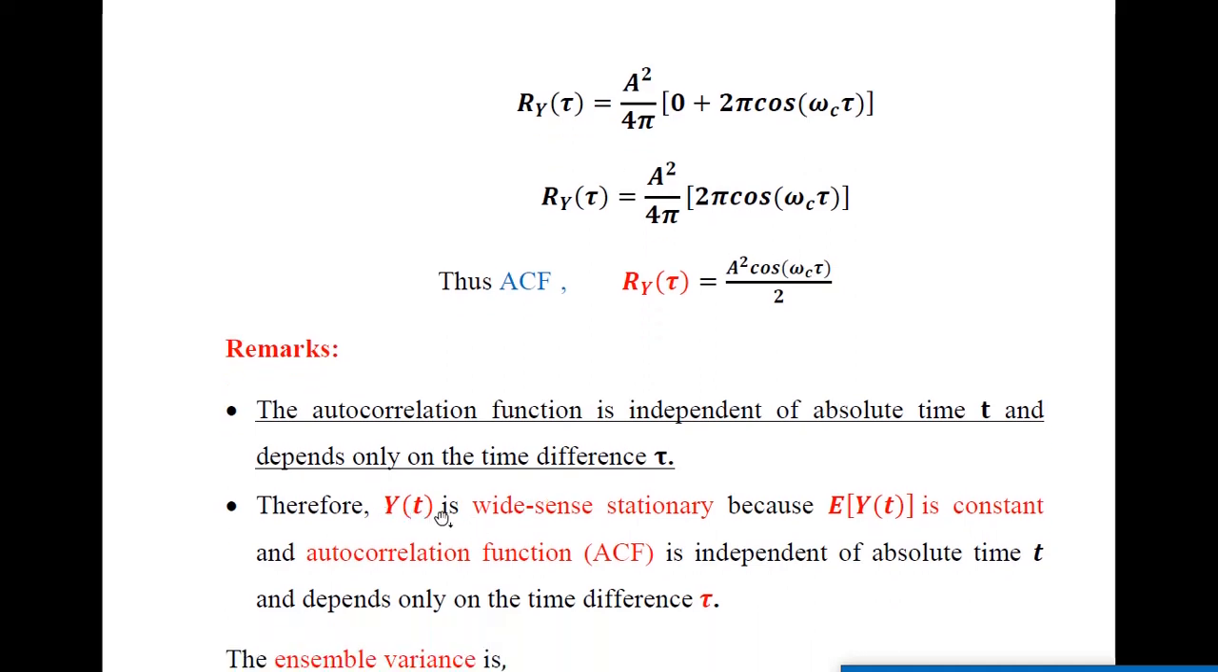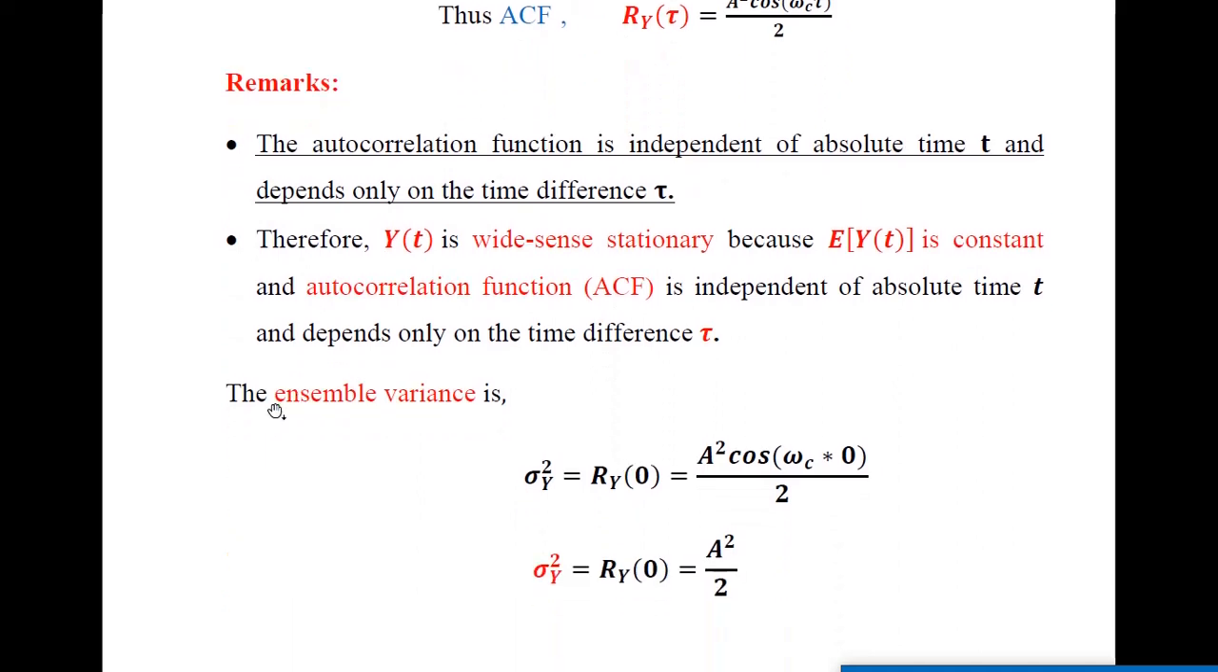Now our second question: is y of t, the random process, wide sense stationary? If yes, why? Or if not, then why? You have to give a justification for this. For the present problem, y of t is wide sense stationary. The reason being, the expectation of y of t, that is the mean value, is constant, and the autocorrelation function is independent of the absolute time t as noted above, depending only on the time difference tau. Upon satisfaction of both these conditions, we can call any random process wide sense stationary. So we conclude that y of t, the random process taken, is wide sense stationary in nature.